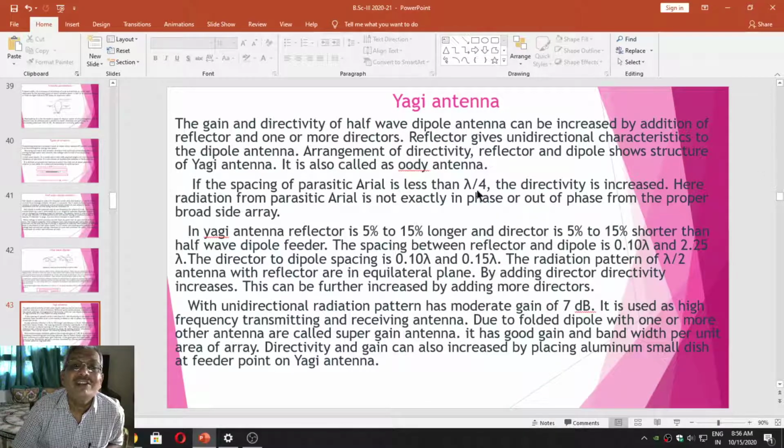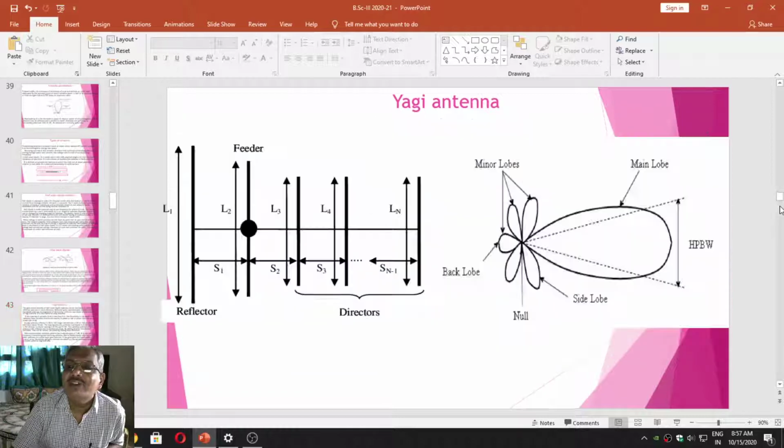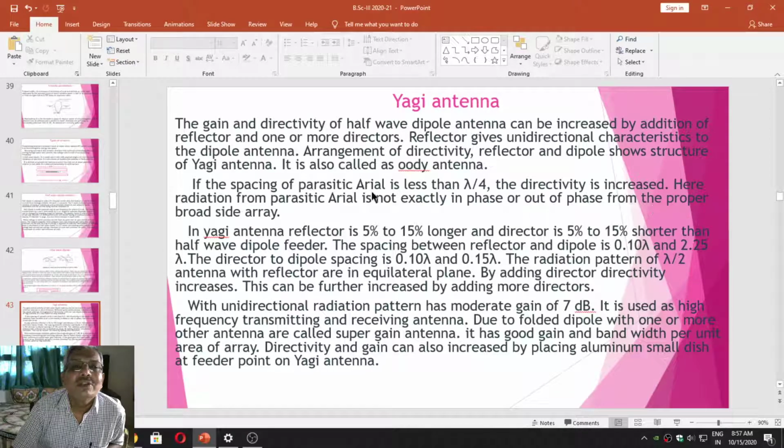For your understanding, let us describe it line by line. The gain and directivity of a half-wave dipole antenna can be increased by the addition of a reflector and one or more directors. A reflector gives unidirectional characteristics to the dipole antenna. The arrangement of directors, reflector and dipole shows the structure of the Yagi antenna. Obviously, it is represented here. It is also called the Uda antenna.